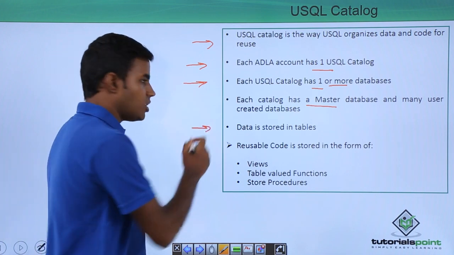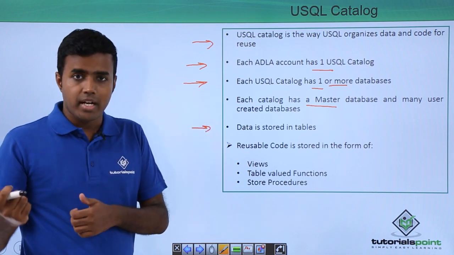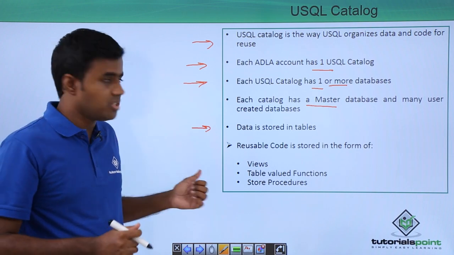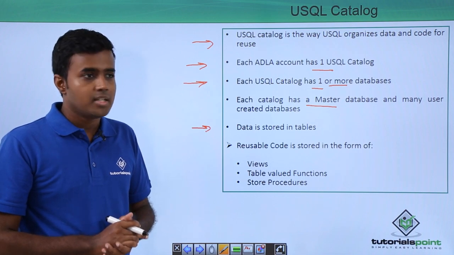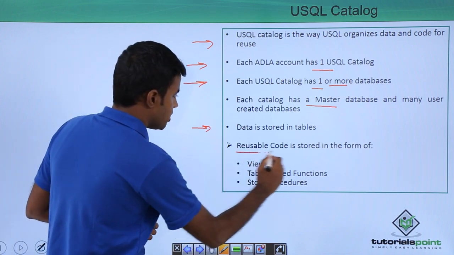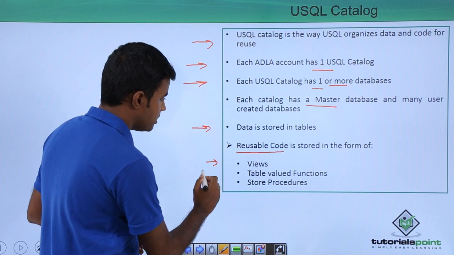The data, whatever data you have, you can either store it in Data Lake Store or you can store it within the U-SQL catalog as well. So the data is stored in tables, whereas the reusable code is stored in views, table valued functions and stored procedures.